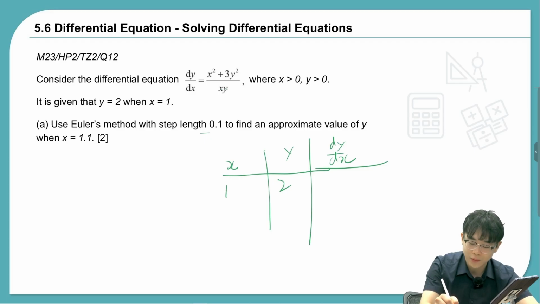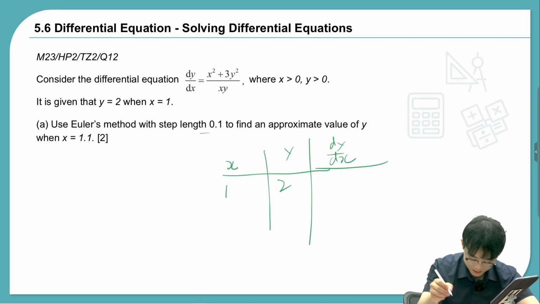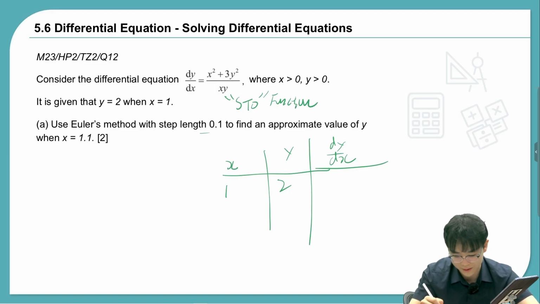But in case you need to do 3, 4, or even 5, 6 steps, we would use the store function, right? The store as variable function on our calculator. So that would come in really handy. So let's see what that means.